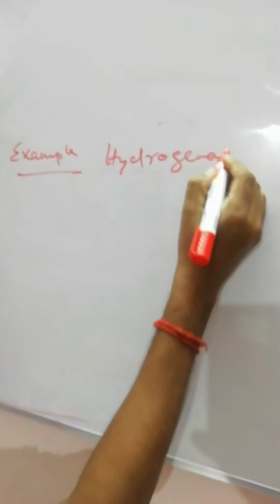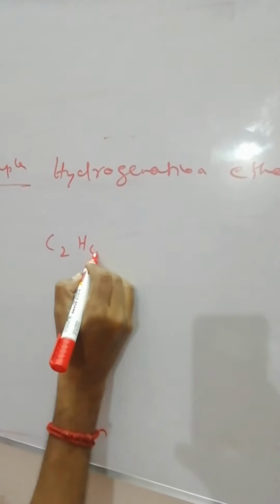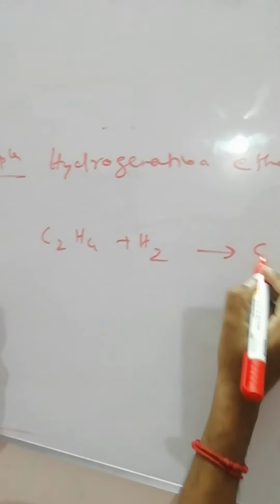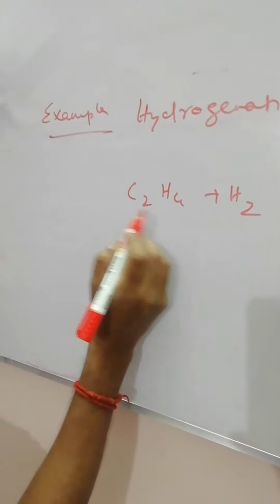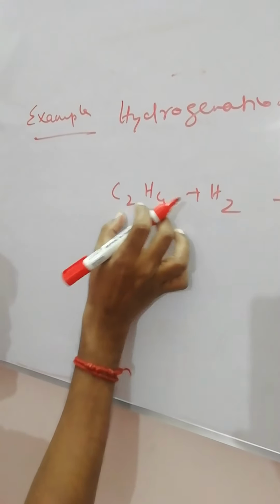Examples of first order reaction. Hydrogenation of ethene: C2H4 plus H2 gives C2H6. This is a first order reaction. Rate of the reaction will depend upon the concentration of this one only. So this is a first order reaction.